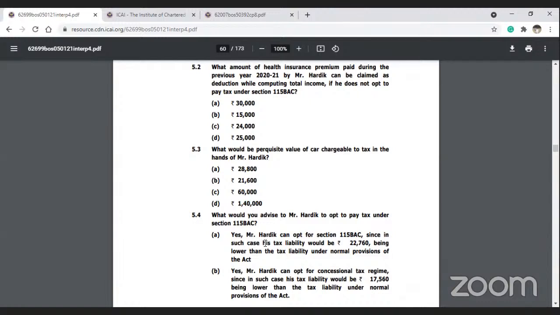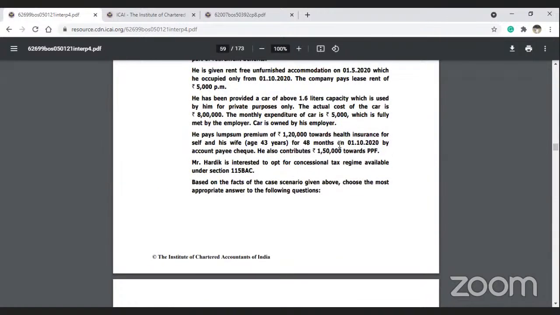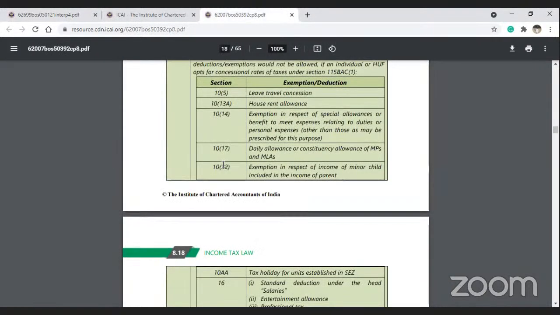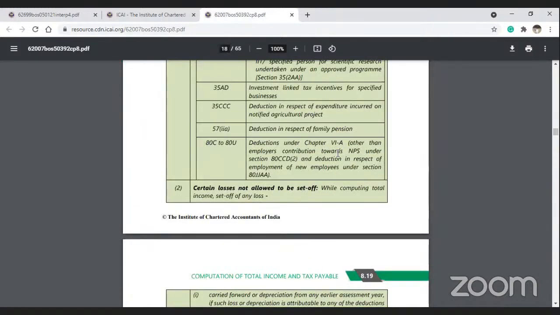So now we will also take that PPF benefit. Where is PPF? It is given in the question, 1,50,000 contribution towards PPF. Is PPF deduction allowed under section 80C? Under 115BAC, chapter VI-A deductions are not allowed. Then how did you allow it? We didn't allow it.